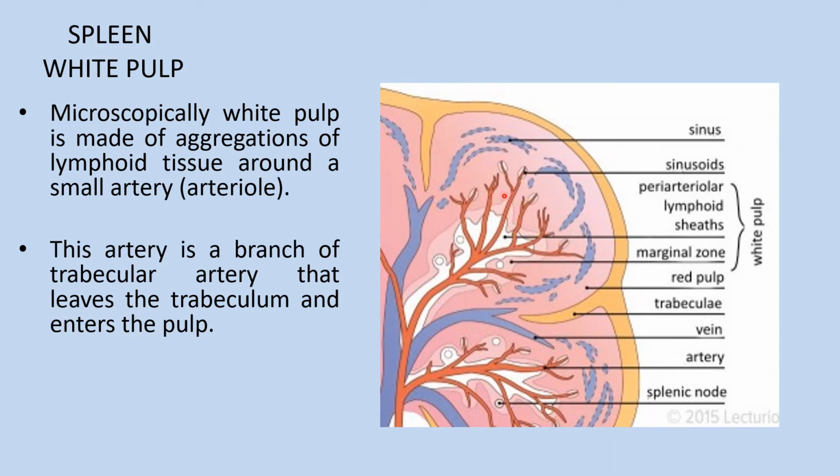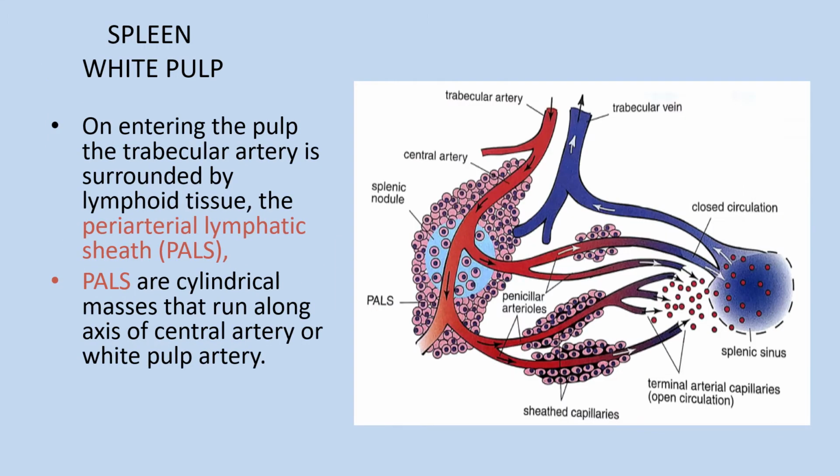Microscopically, the white pulp is made up of aggregations of lymphoid tissue around a small artery, that is the arteriole. This arteriole is a branch of the trabecular artery that leaves the trabeculum and enters the pulp of the spleen. On entering the pulp, this artery is surrounded by lymphoid tissue called the periarterial lymphatic sheath, that is PALS. The periarterial lymphatic sheath forms cylindrical masses that run along the axis of the central artery or the white pulp artery.